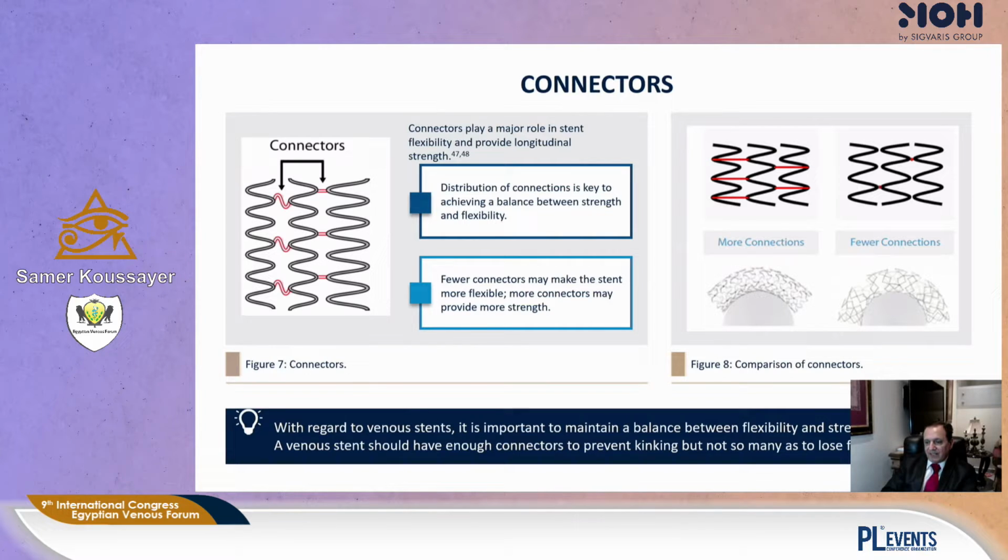With regard to the venous stent, it's important to maintain the balance between flexibility and strength. A venous stent should have enough connectors to prevent kink, but not so many as to lose flexibility. So the more connectors you have, the more flexibility, but you have less resistance to compression, or less strength. So you have to balance between strength and flexibility. Again, fewer connectors may make the stent more flexible, but more connectors may provide more strength. So you have to look at what I'm looking for. I'm looking for strength or more flexibility when I put in my stent. This way I decide, should I use a stent with more connectors or with fewer connectors?